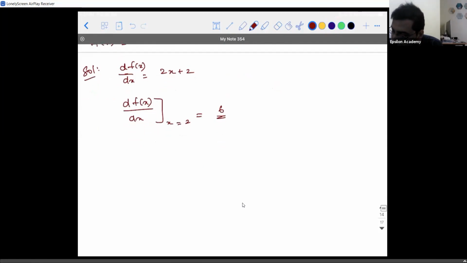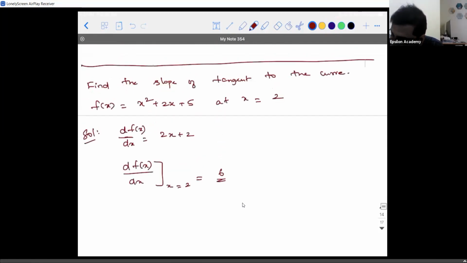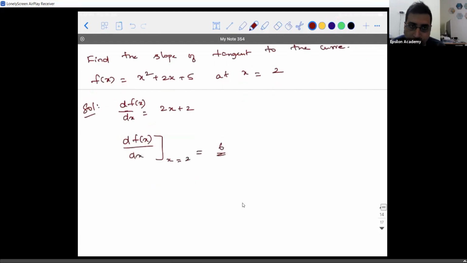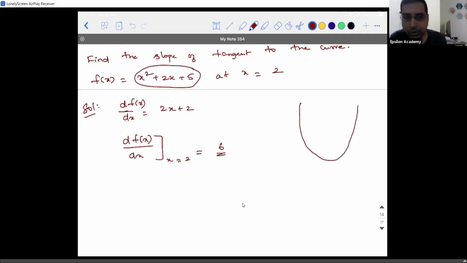So if I have to explain the meaning of it, the reason I give you this function is because you know what a second degree polynomial represents, right? It represents an upward parabola if the coefficient of x square is positive. So at point x is equal to 2, if I draw a tangent, then the slope of this tangent is 6. So that is the meaning.